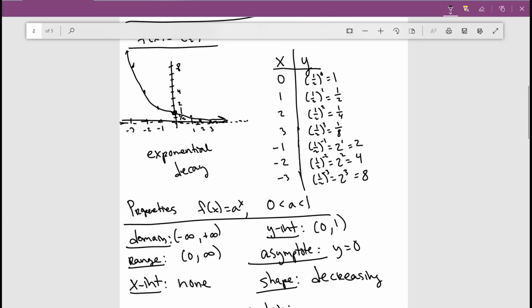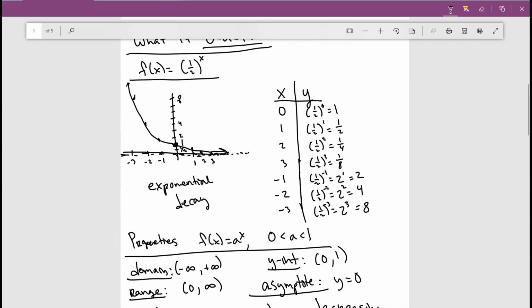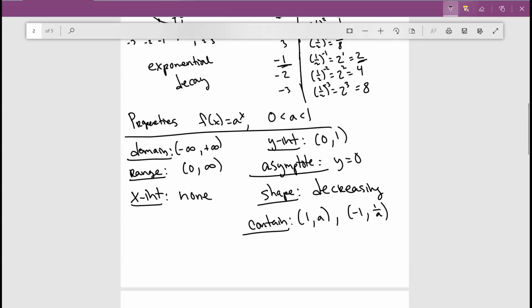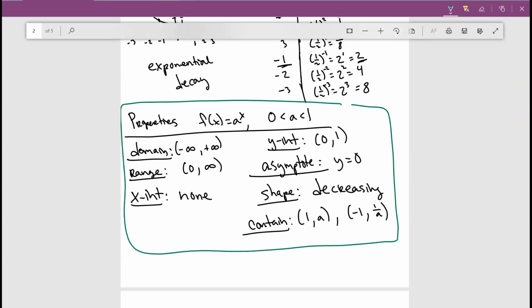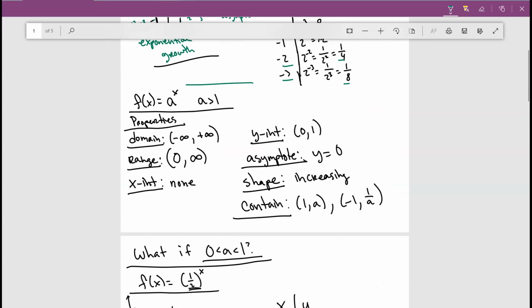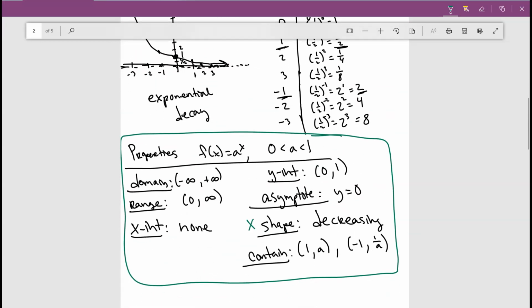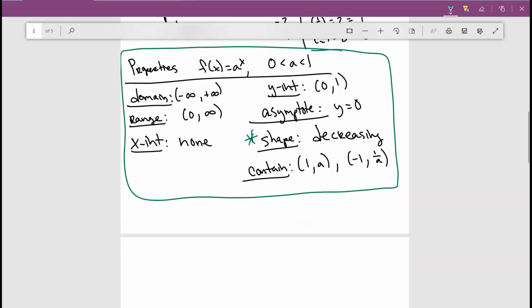When I plugged in 1, I got the base back. I got 1/2. And when I plugged in -1, I got the opposite. So when I plug in 1, I get a back. When I plug in -1, I get 1 over a. So notice that everything is the same. The properties for these are exactly the same. The only thing that's different is that for this one you are increasing, and for this one you are decreasing.